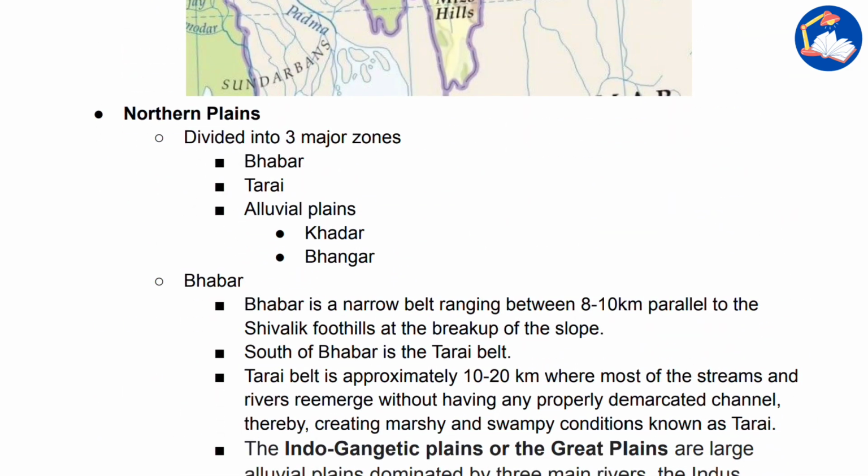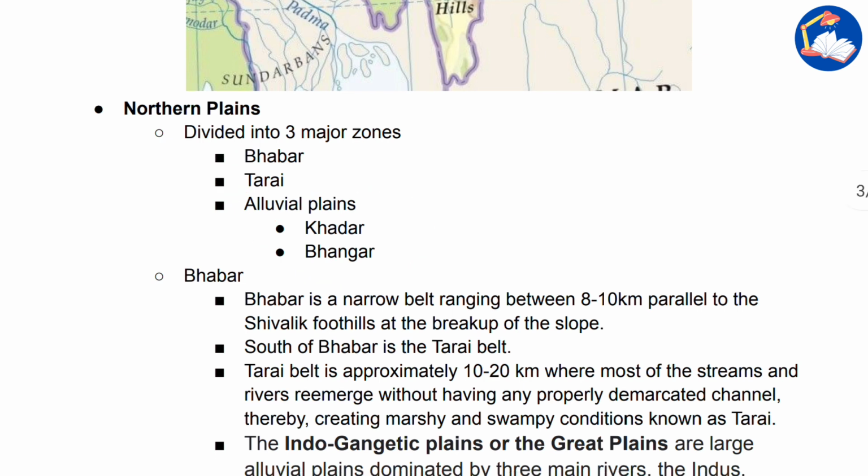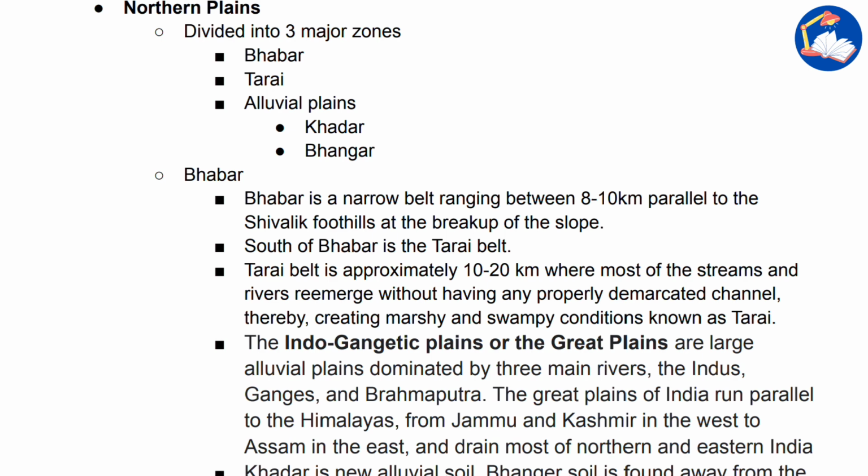Okay. Now northern plains. Now we come to northern plains. Okay, it is divided into three major zones. First one is Bhabar, then Terai, Alluvial Plains. Under Alluvial Plains we have Khadar and Bhangar. Okay, now Bhabar. Bhabar is a narrow belt ranging between 8 to 10 kilometer parallel to the Shivalik foothills at the breakup of the slope.